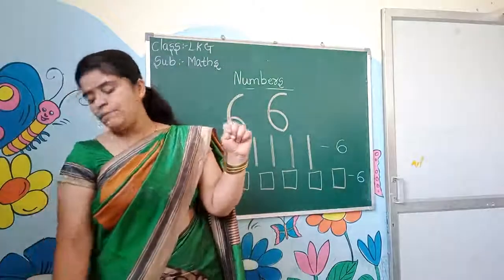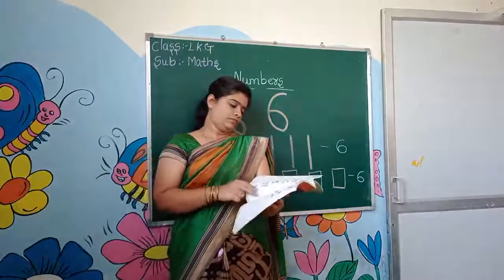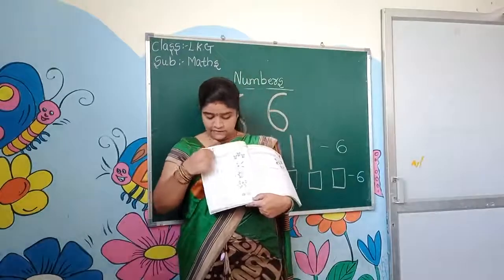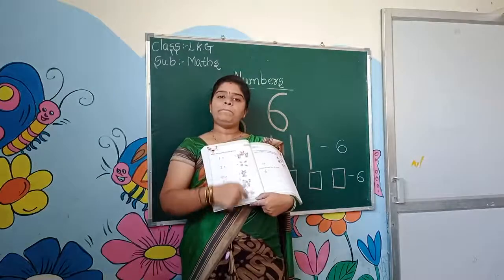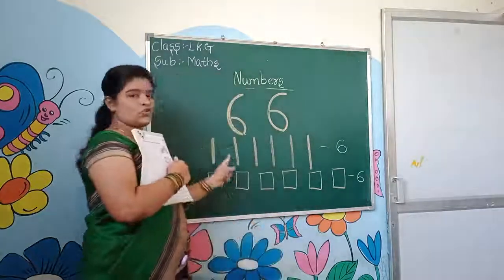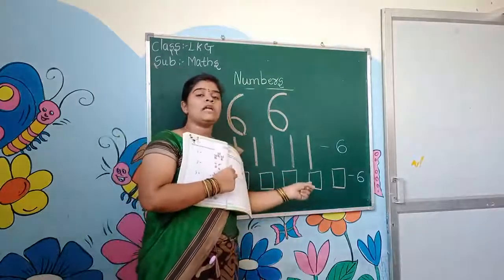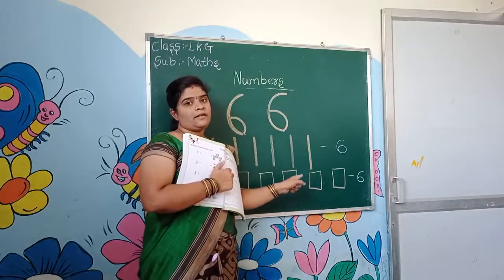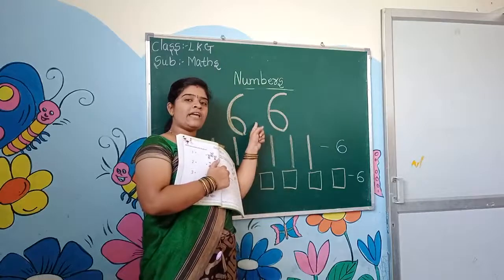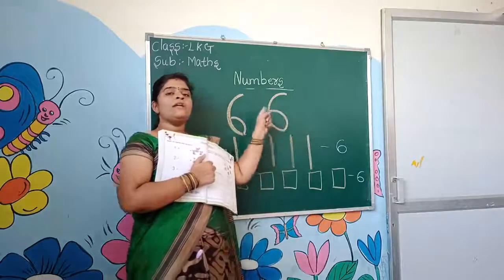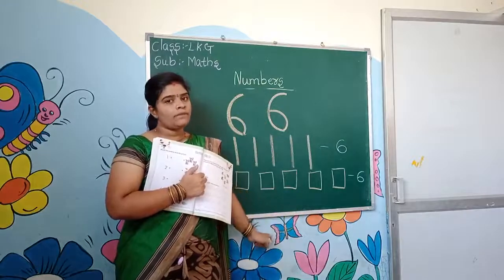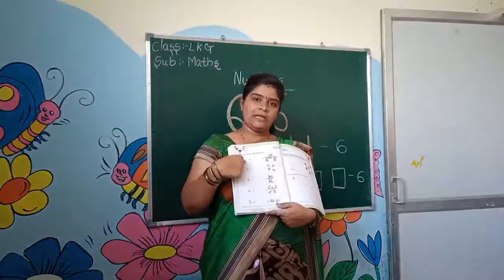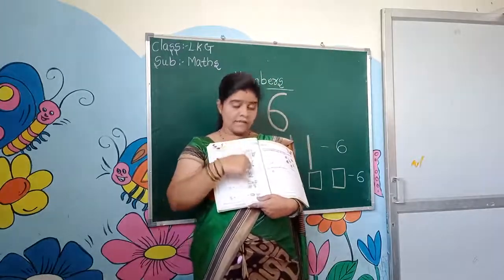All of you open page number 52. In page number 52, numbers and pictures are given. Already I showed you how to draw the pictures and how many to draw. When you are writing number 5, we have to draw 5 pictures. When you are writing number 4, we have to draw 4 pictures. Here they are given like that only: numbers and pictures.